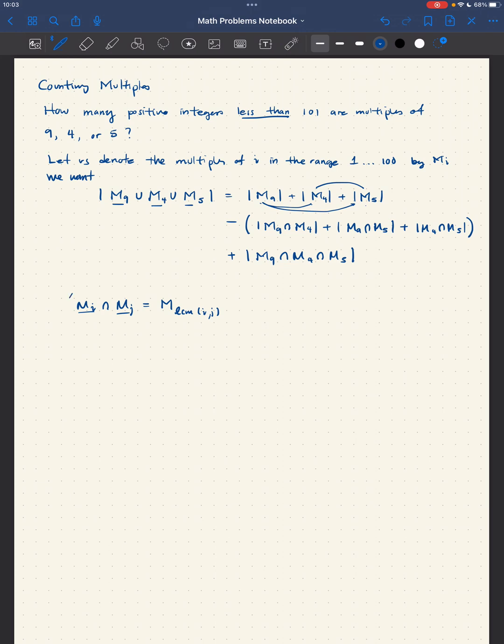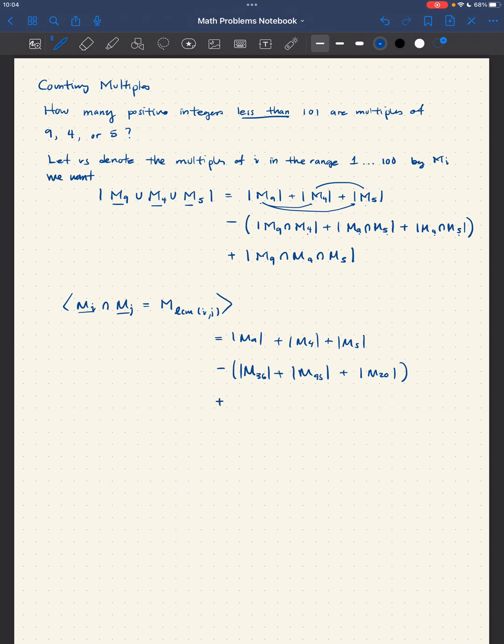Okay, so now, keeping this in mind, the computation that we just did might be described in the following terms. Instead of writing all of this, I'll put it all together. We have M9 plus M4 plus M5, and then minus, well, minus what? The least common multiple of 9 and 4 is 36. The least common multiple of 9 and 5 is 45. The least common multiple of 4 and 5 is 20. And of course, this is the subtraction of all of this.